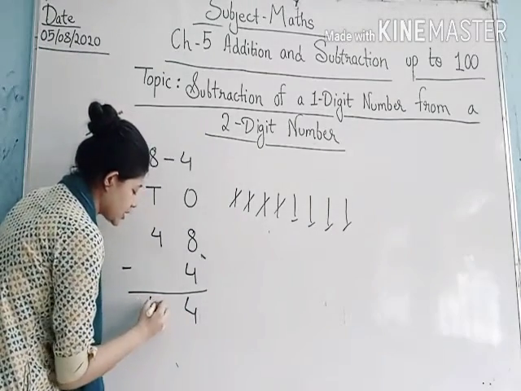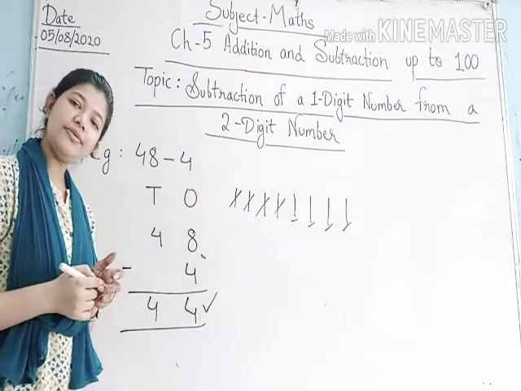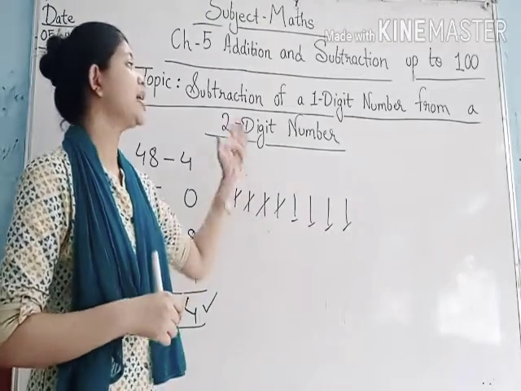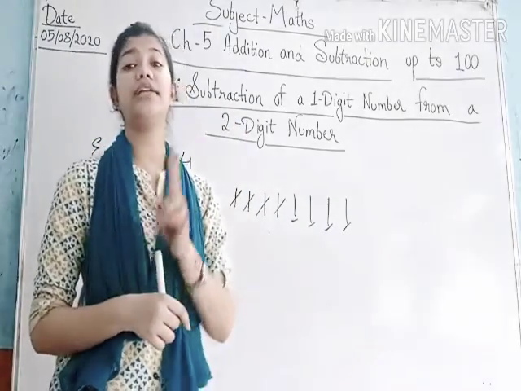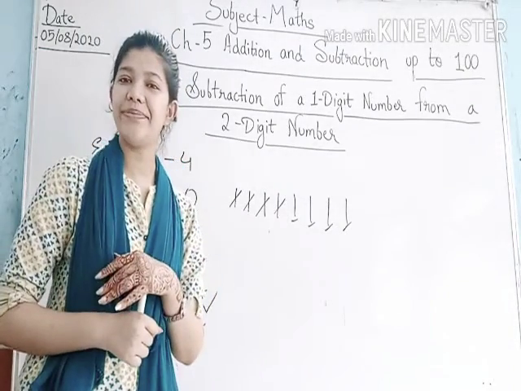So what will we get as the answer? 44. Clear? Are you getting my point, how to subtract a one-digit number from a two-digit number? Okay? Let's take some more examples.